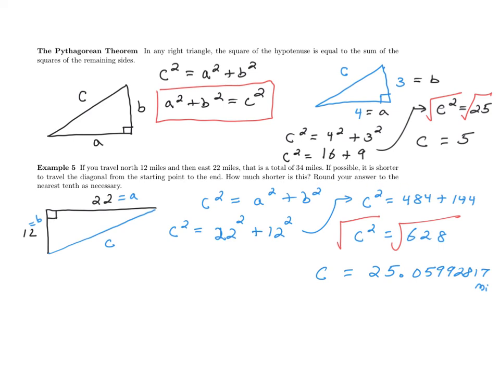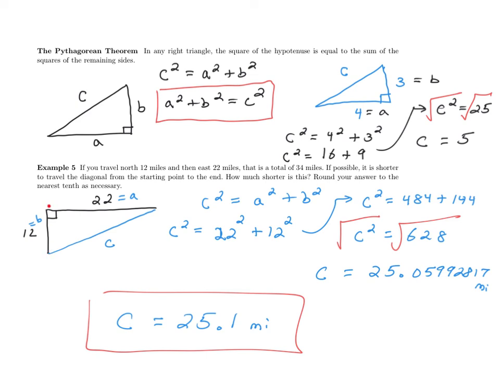If we round our answer to the nearest tenth as necessary, we get that C is equal to 25.1 miles approximately. So in this case, on this path, you've traveled 34 miles. This is definitely the shorter way to go if possible, and that distance is 25.1 miles.